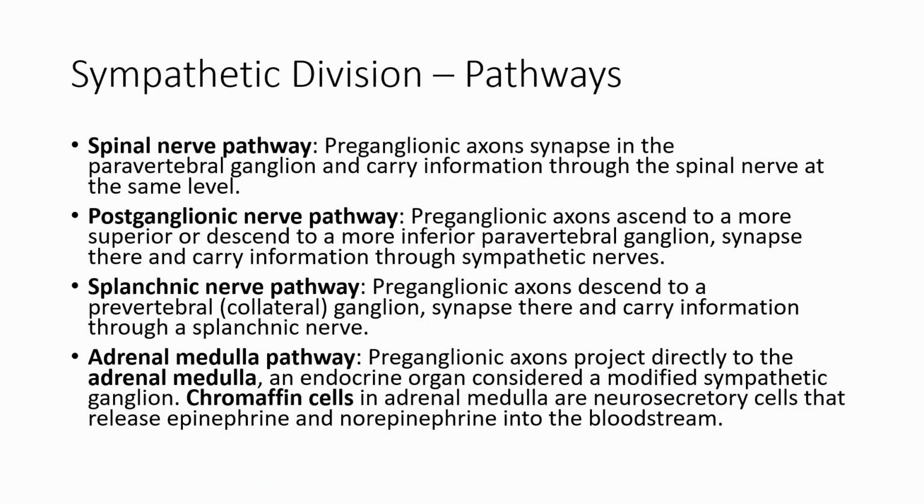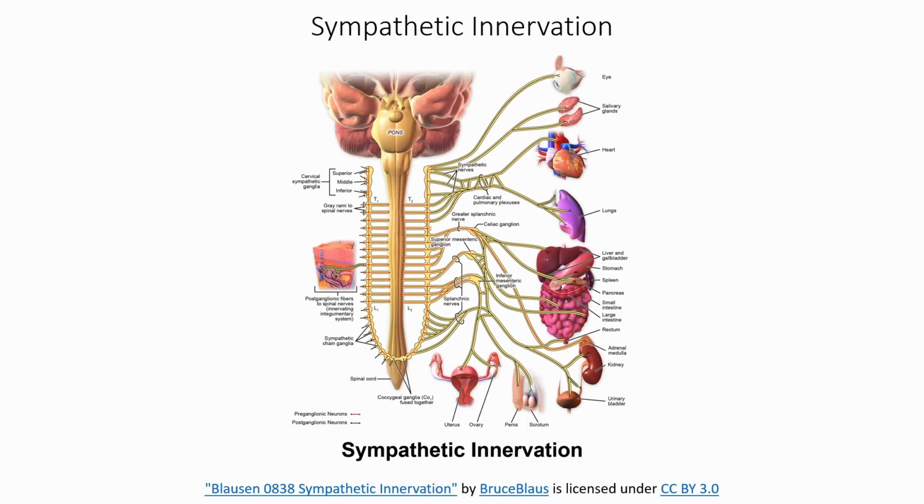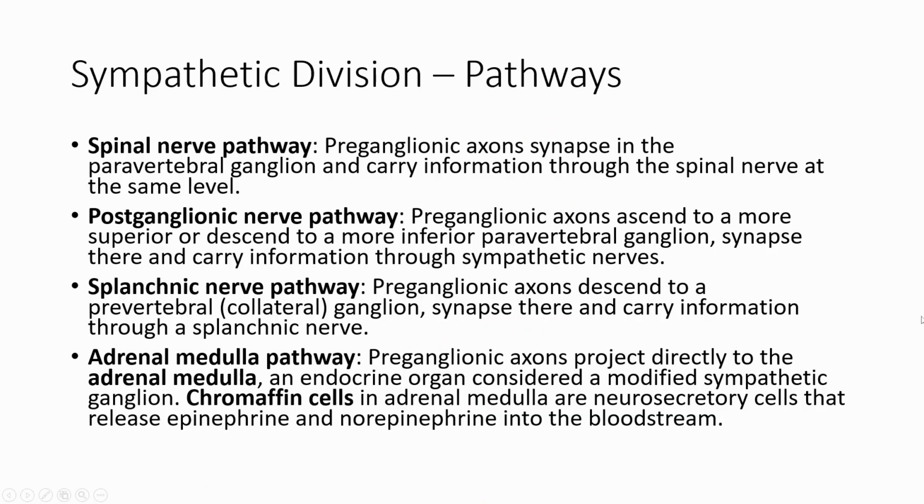The postganglionic nerve pathway is where the preganglionic axons are going to ascend to a superior or descend to an inferior ganglion and then carry on. So looking here, we ascend up or we're descending down, both at the top and bottom there. That would be the postganglionic nerve pathway.